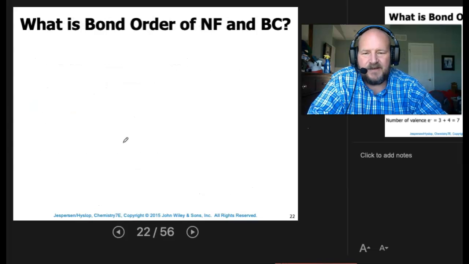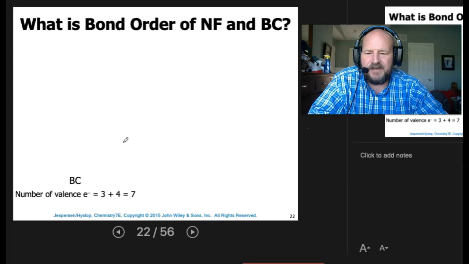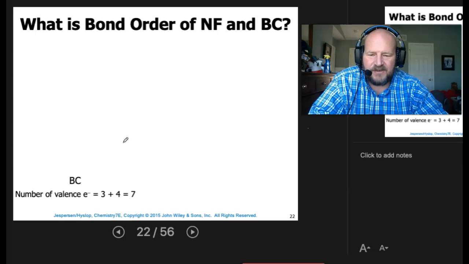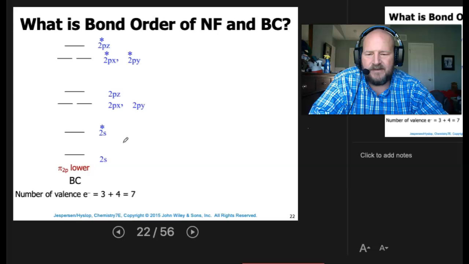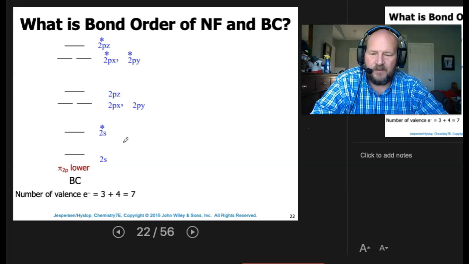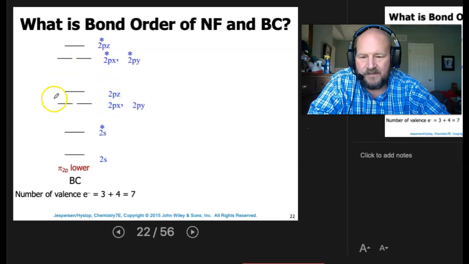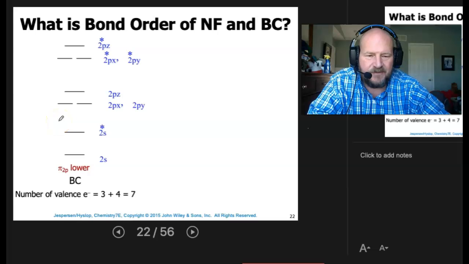So what is the bond order of NF and BC? So for BC, the number of valence electrons would be 3 plus 4, which is 7. We know that the pi 2p would be lower, so we're going to have the 2pz here, the 2px and 2py together on the same energy level.